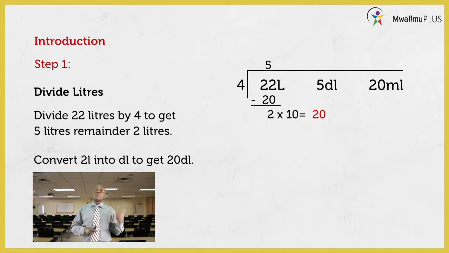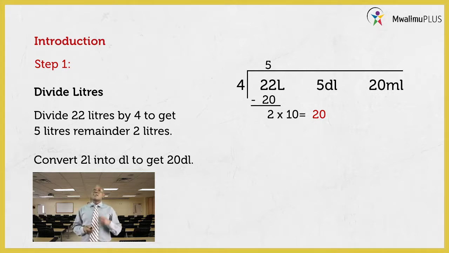2 is our remainder. What do we do? We are going to convert 2 L into dl. That means we are going to multiply 2 by 10. So when we convert 2 L into dl, we get 20 dl. Why? Because we have multiplied by 10 to give us 20.